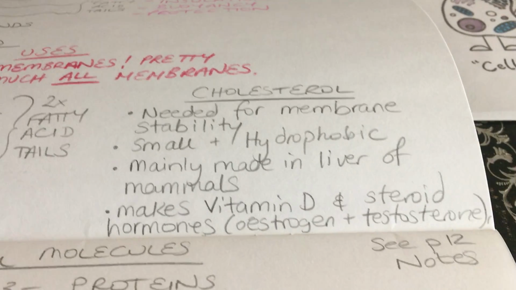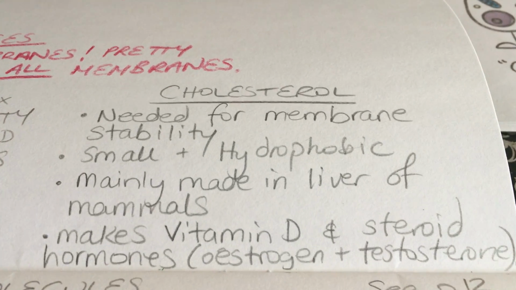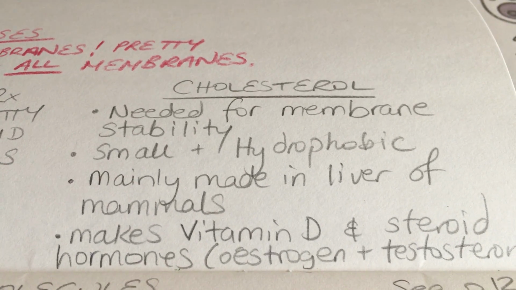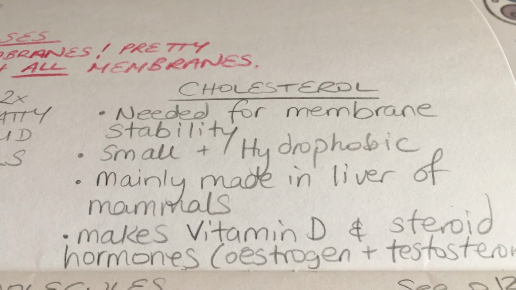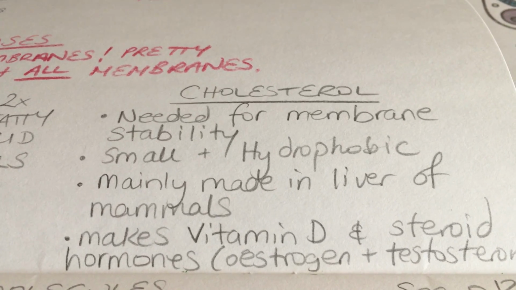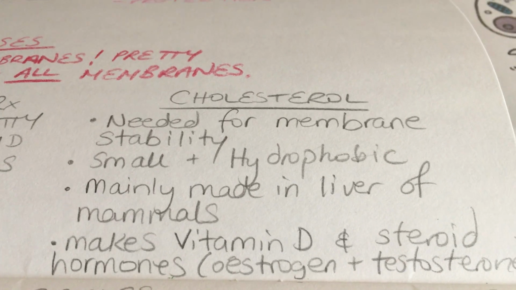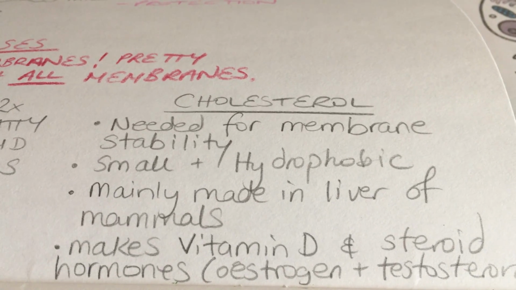So then we move on to cholesterol, the final group of fats that you need to know something about here. So they're needed for membrane stability. They are small and hydrophobic, and they sit where the fatty acid tails are in the membrane. They are mainly made in the liver of mammals.